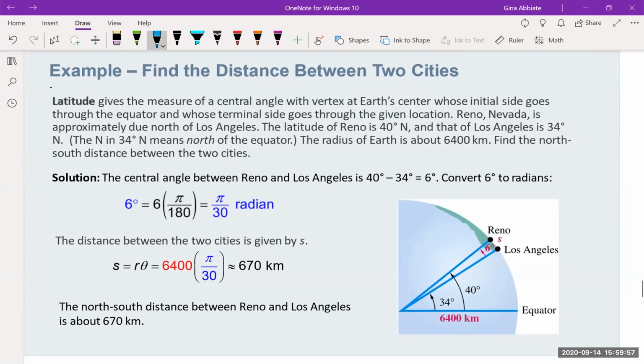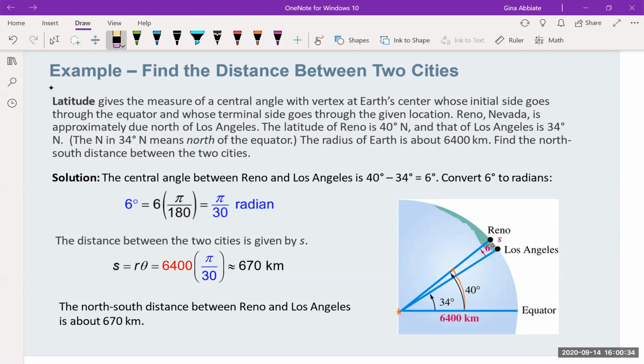Here's an application problem we can use to find the distance between two cities. You guys have probably heard of latitude and longitude, right? Latitude gives the measure of the central angle with the vertex at the Earth's center. So we've got the center of the Earth here. And so if we think about the equator, and then we're measuring up this way, think of latitude like a ladder. It's measuring like this, right?